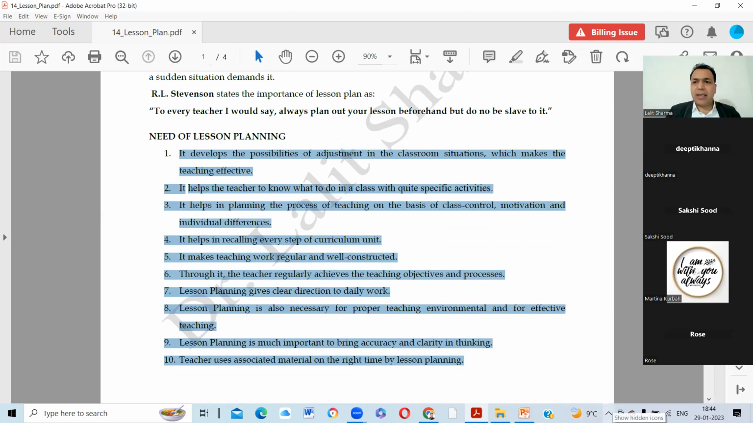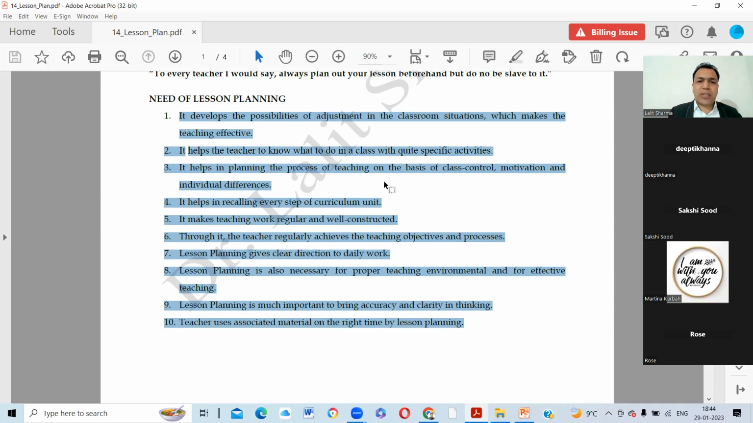Number one, what is the need of a lesson plan? It develops the possibilities of adjustment in the classroom situation, which makes the teaching effective. Number second, it helps the teacher to know what to do in a class with quite specific activities. Got it now? Third is, it helps in planning the process of teaching on the basis of class control, motivation, and individual differences.